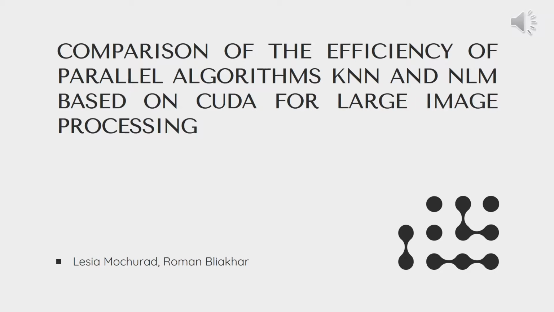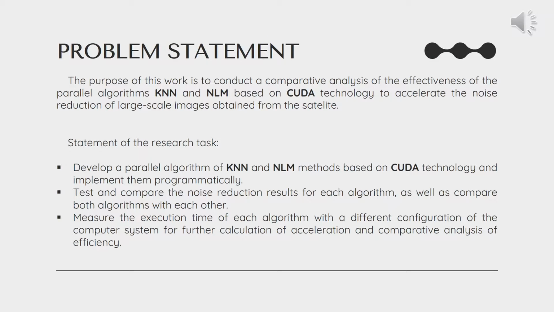Comparison of the efficiency of parallel algorithms KNN and NLM based on CUDA for large image processing. Problem statement. The purpose of this work is to conduct a comparative analysis of the effectiveness of the parallel algorithms KNN and NLM based on CUDA technology to accelerate the noise reduction of large-scale images obtained from the satellite.